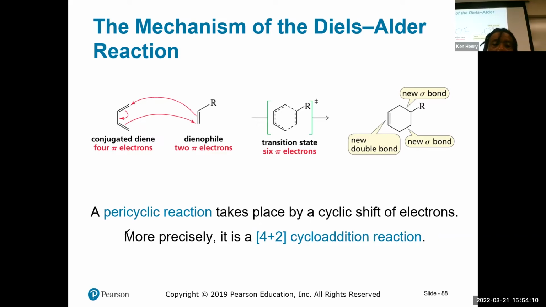So this is called a pericyclic reaction. And it's going to take place because you're actually shifting those electrons that are in those double bonds. Okay. So, and to be more specific, this is a 4 plus 2. So 1, 2, 3, 4 plus 2, 1, 2 cyclic reaction. Okay. So a concrete example of this, or a semi-concrete example of this.